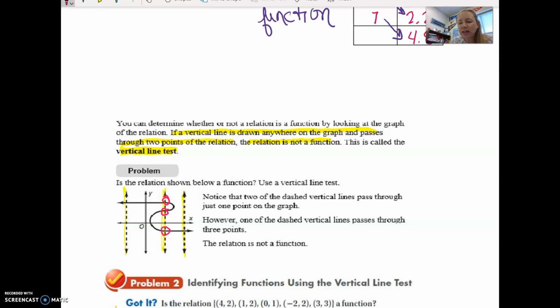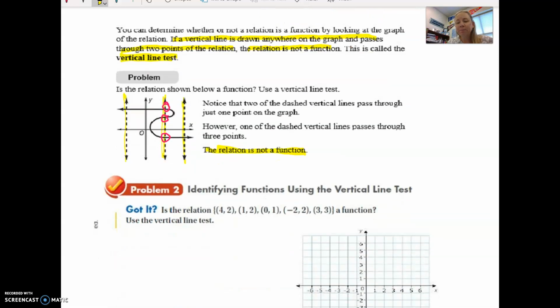So notice that 2 of the dashed vertical lines pass through just 1 point on the graph. However, the middle one here passes through 3 points. So that would mean it is not a function. You cannot have more than 1 point at a time using that vertical line test. So if you have to graph it, you can see pretty easily, but think about there should be no points that are vertical. For every one input, there can only be one output, okay?